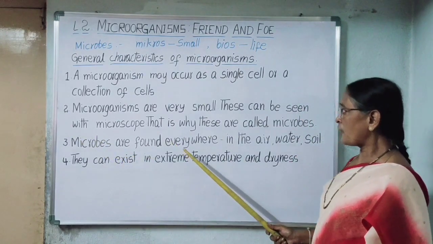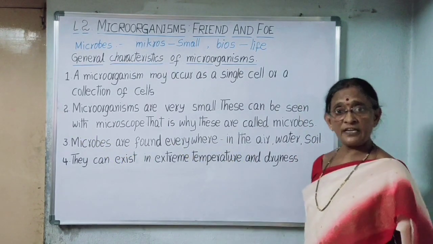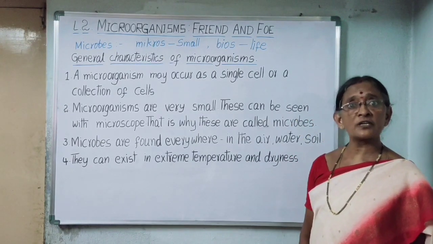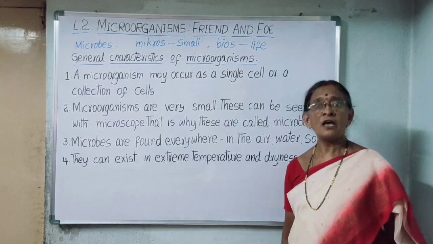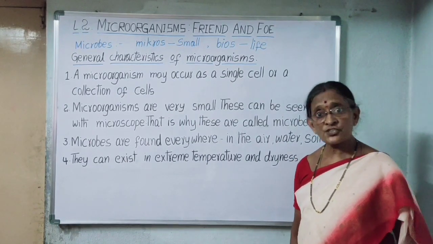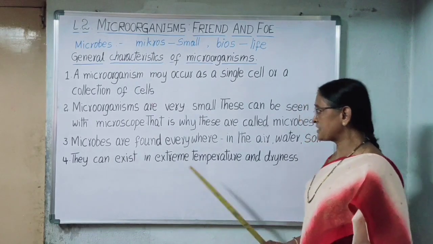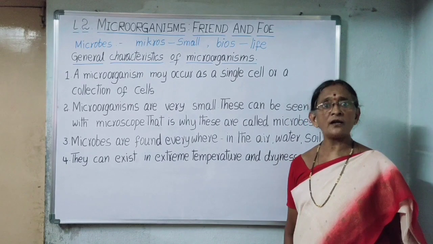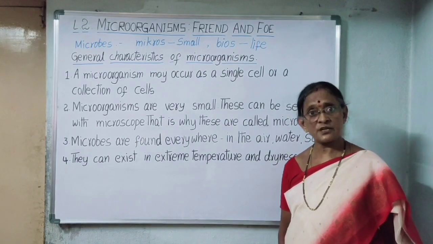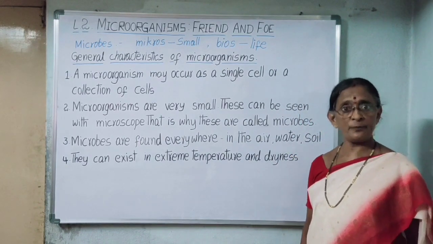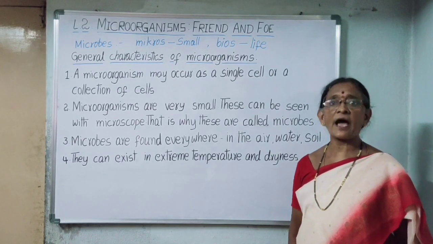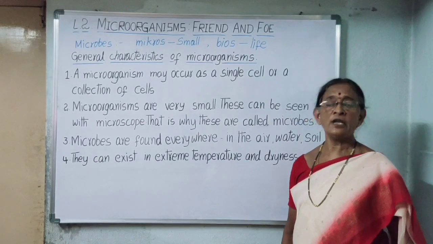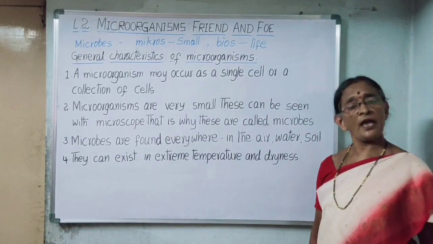Microbes are found everywhere in the air, water, soil, ranging from ice cold climate to hot springs, from deserts to marshy lands. They can exist in extreme temperature and dryness by forming a hard outer covering called cyst. When conditions are favorable, they come out of the cyst and reproduce. Some microorganisms are harmful, some microorganisms are helpful to us.